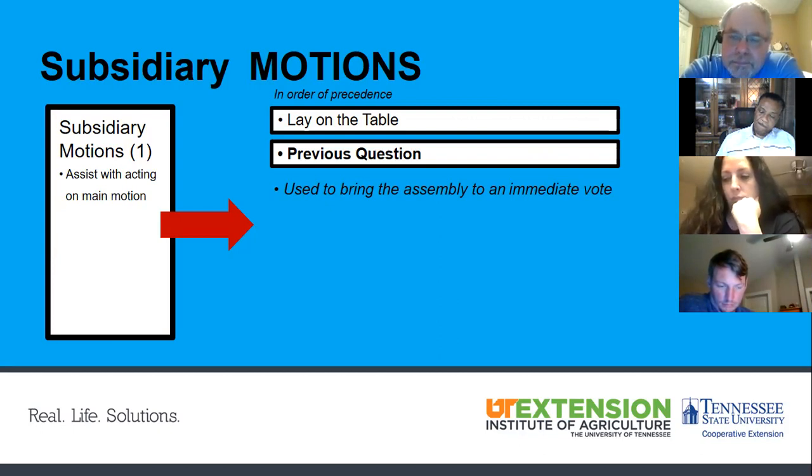And then if the motion to move the previous question does pass by a 2/3 vote, we go back to the main motion and we would say, since the motion to move the previous question has passed, all debate is now ended on the main motion. Therefore, we will go to an immediate vote. All those in favor of buying a red car, raise your hand.